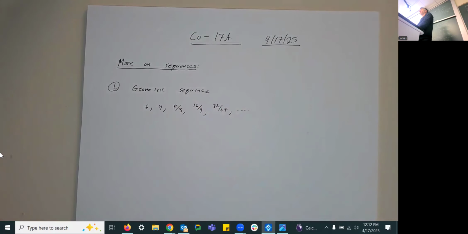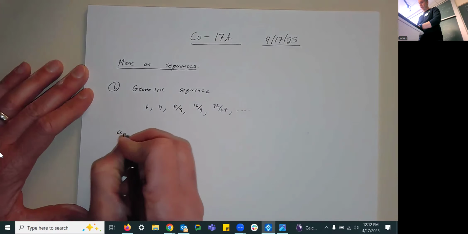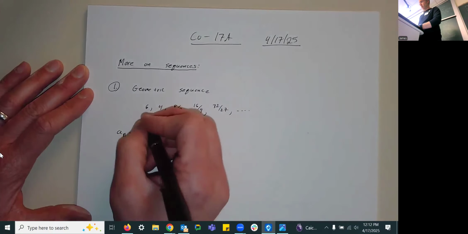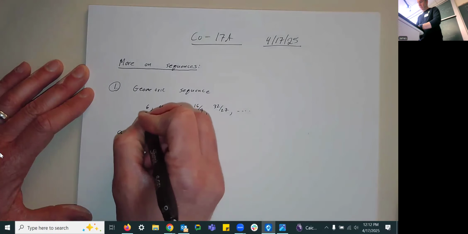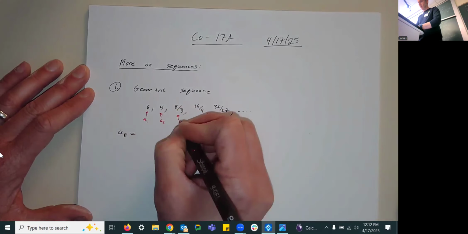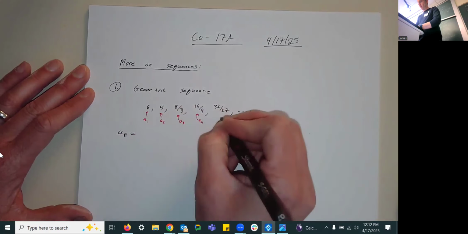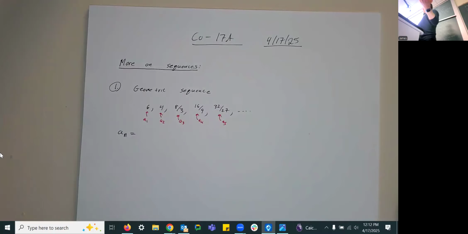We'd like to find a formula for this, meaning we want to see if we can figure out a function a sub n that's going to give us these terms. Usually, if no one's told me otherwise, my first term is a sub 1, then a sub 2, a sub 3, and so on. What makes a geometric sequence special is that each subsequent term can be achieved by multiplying the previous value by some number, and that's always the same number, called the ratio.